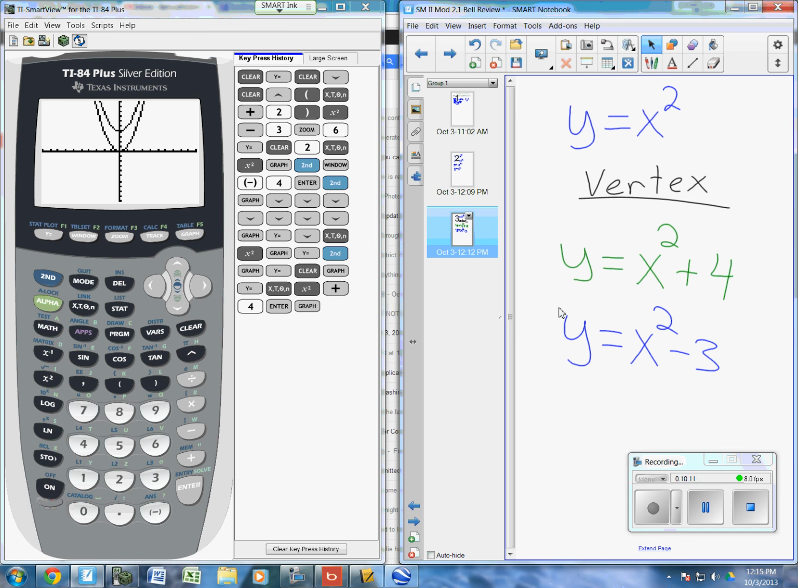Okay, Kelvin. Shh. Grant. Shh. Kelvin's going to say something. Go ahead, Kelvin. 0, -3. Raise your hand if you agree with him. All right. So it shifted the graph which way? Down how many units? 3 from x squared.